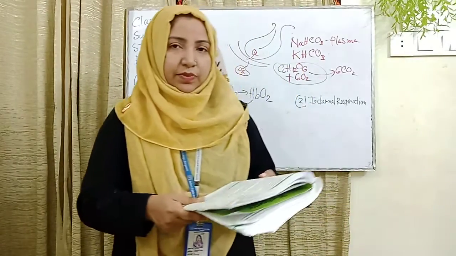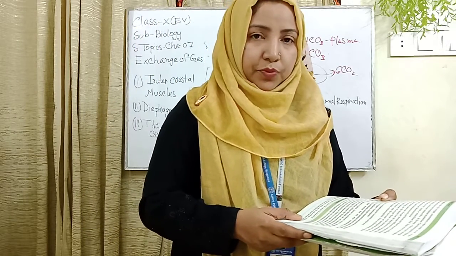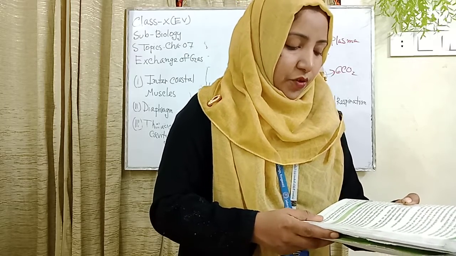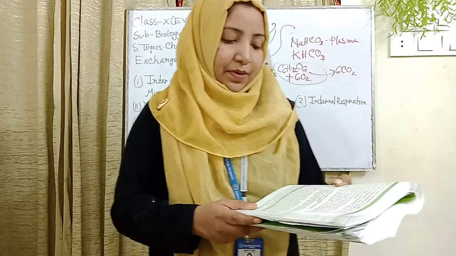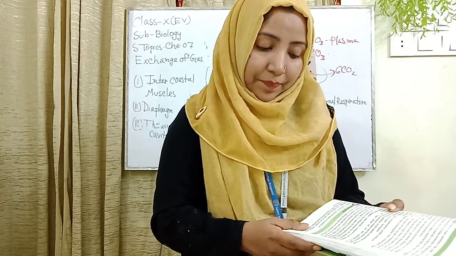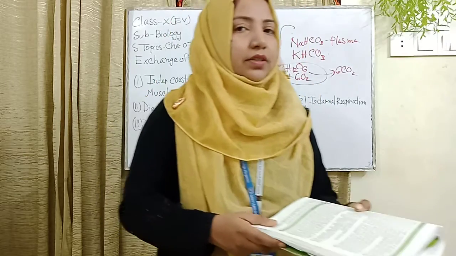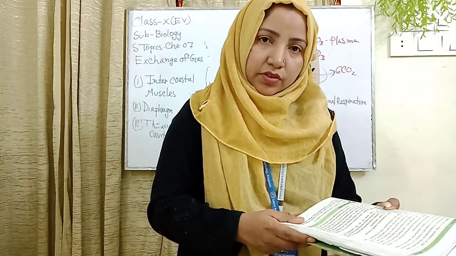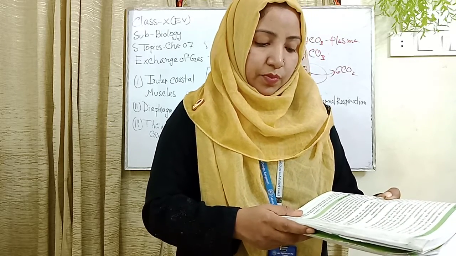Here the students please see the books. Carbon dioxide is mainly transported as bicarbonate by blood plasma as sodium bicarbonate and by red blood corpuscles as potassium bicarbonate to the lungs. In the lungs, the carbon dioxide is released from bicarbonate and passed to the alveoli. Then carbon dioxide is forced out, diffusing through blood capillaries and alveoli.